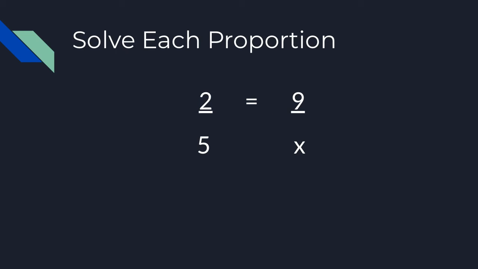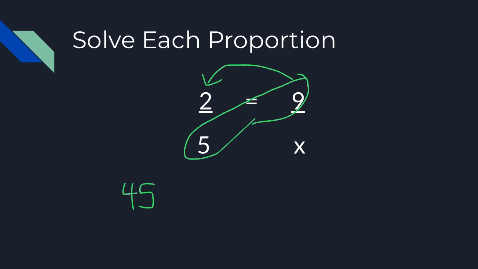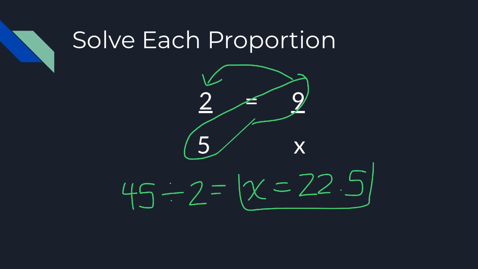Try this one. I want you to pause while you're working it and come back for checking. You would search for your cross product. You would take 5 times 9, which is 45. You would search for the only other number available and divide by that. I think X will be 22 and 5/10.